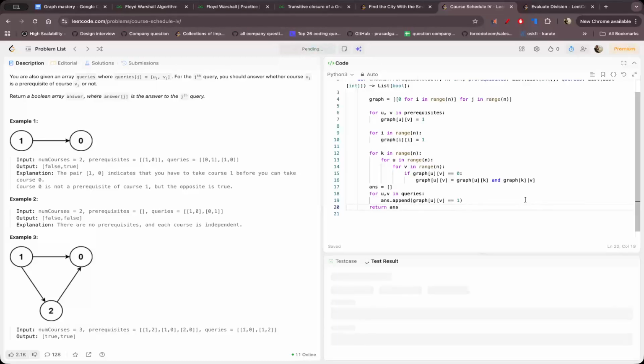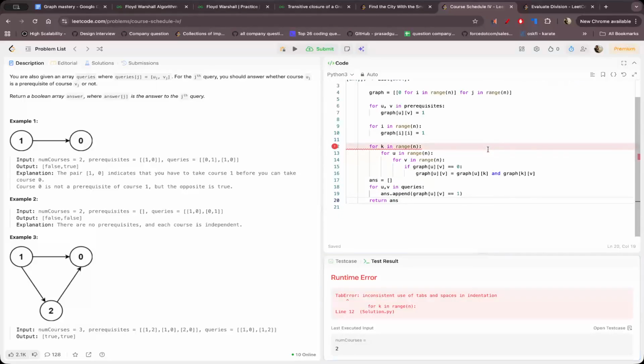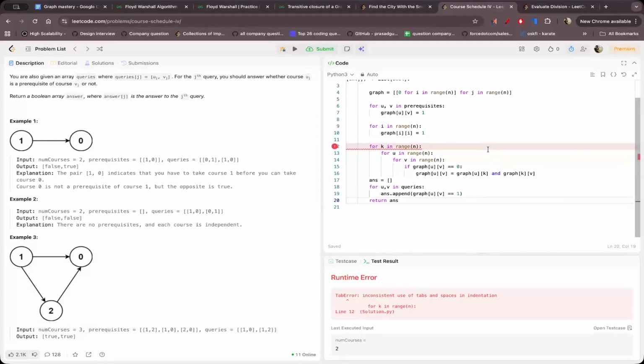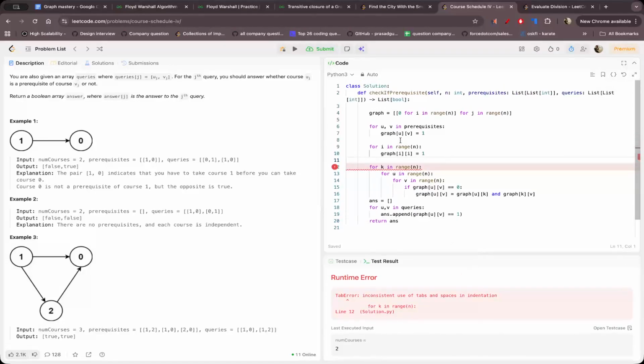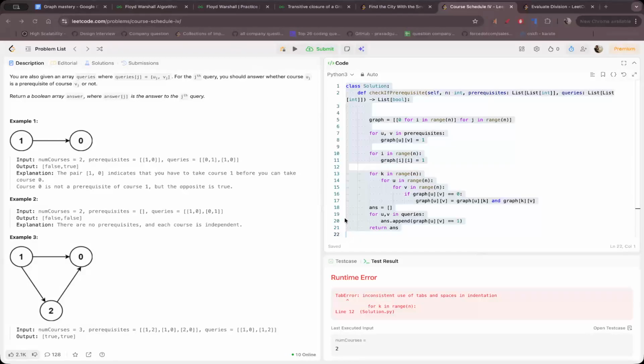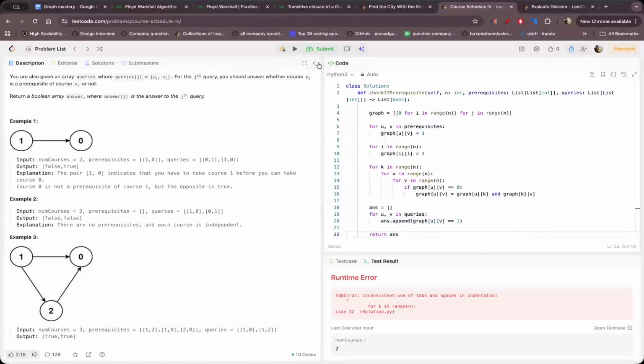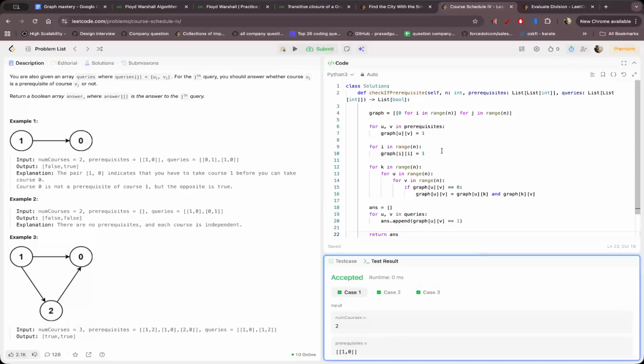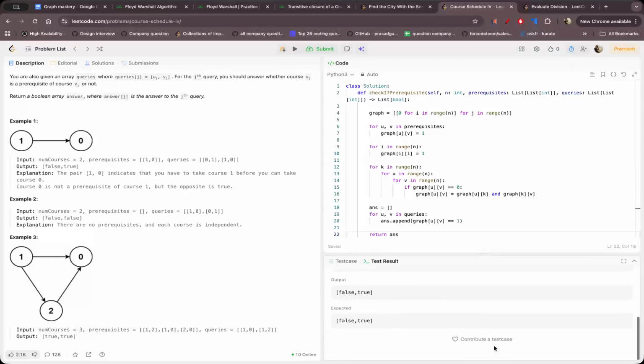Let's just compile this first. For k in range of n is wrong. Inconsistent tabs and spaces, okay, some indentation mistakes. Let me compile this again. I removed the tabs. Okay, so basic compilation is fine. Let's just submit this one.